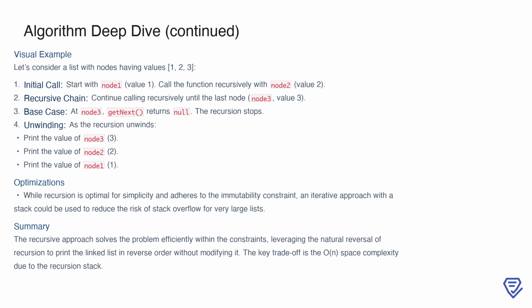While this approach is optimal for simplicity and adheres to the immutability constraint, an iterative solution using a stack could be considered as an alternative to avoid the potential risk of stack overflow with very large lists. In summary, the recursive approach effectively solves the problem by leveraging the natural reversal properties of recursion, balancing simplicity and adherence to constraints, with the trade-off being its O(n) space complexity.